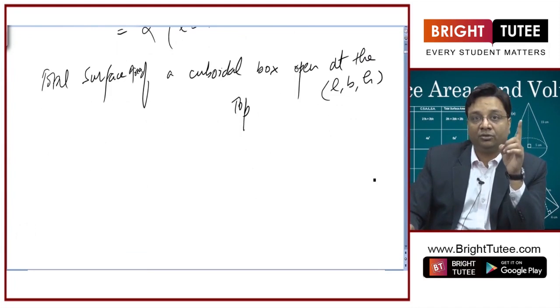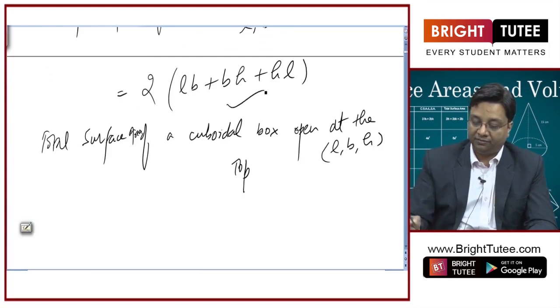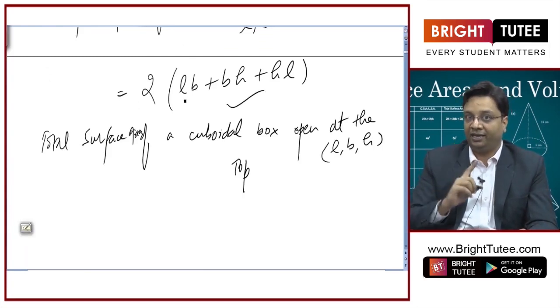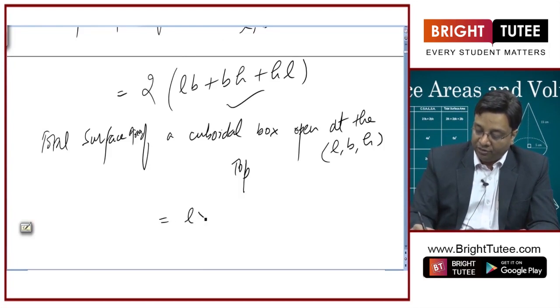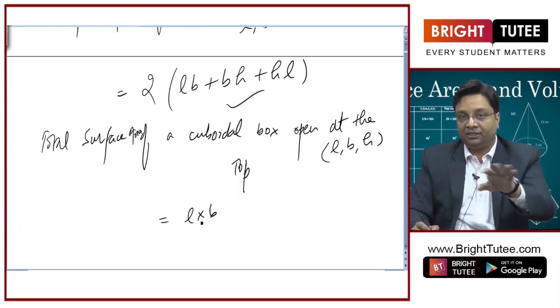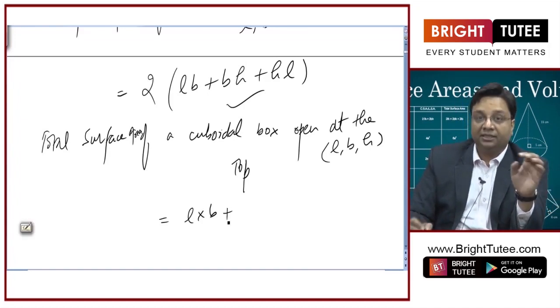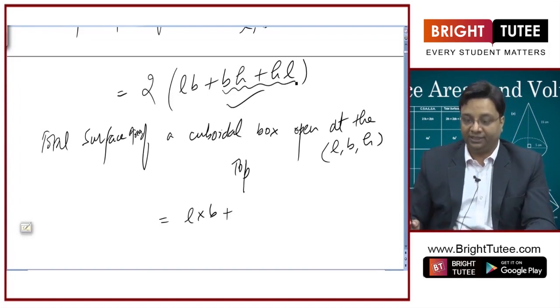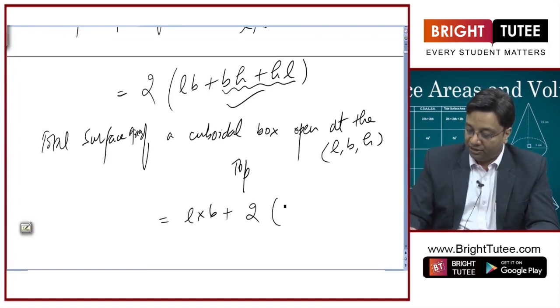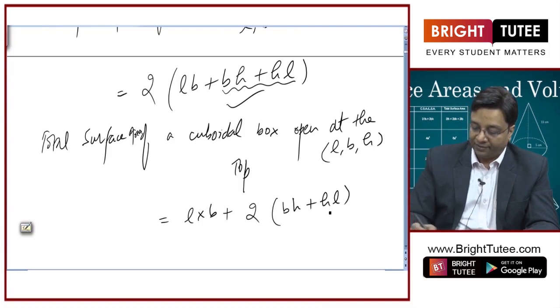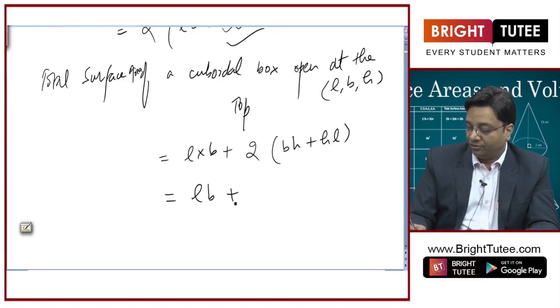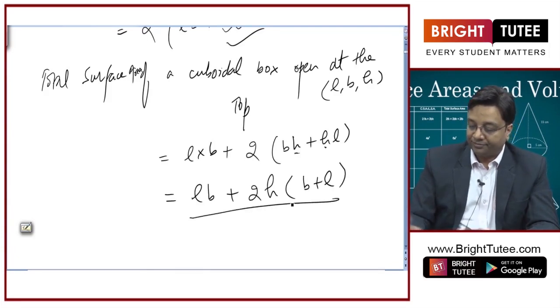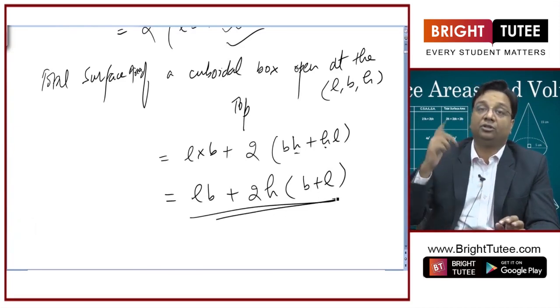Now, if it is open at the top, the top surface had an area of L into B. So, out of this we do not consider one L into B. So, the area will be L into B for the bottom surface, because it is not open at the bottom, right, plus the lateral surface area. What was the lateral surface area? It consisted of these faces. So, the lateral surface area is twice of BH plus HL, or we can write it in a neat form by taking H common, twice of H into B plus L. So, this is the surface area of a cuboidal box if the top is open.